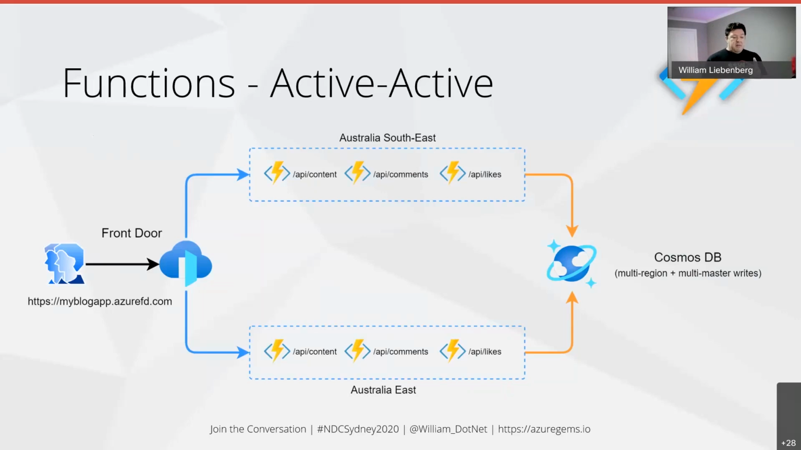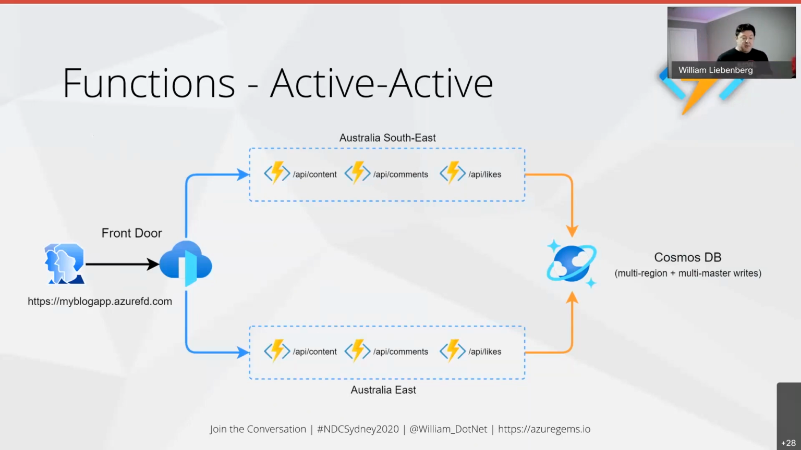And Front Door will actually do a near instant failover between regions for any request that comes in. In fact, it will find the closest or fastest region to route to for any request that comes in. So you can see here we've got 2 sets of APIs in Australia Southeast and Australia East, and Front Door just takes care of sending the request through the right one.